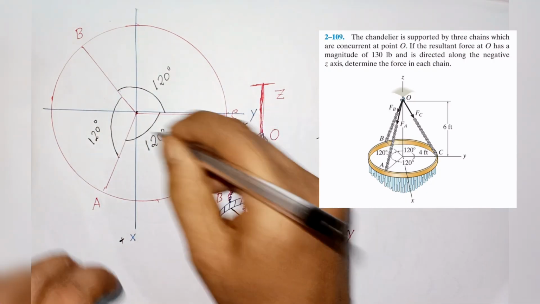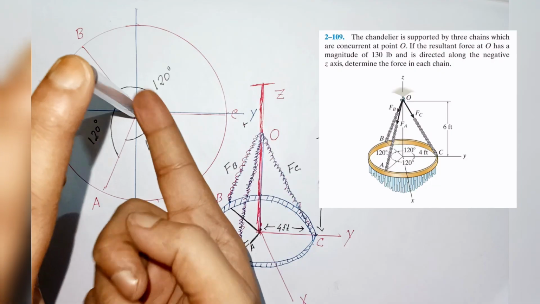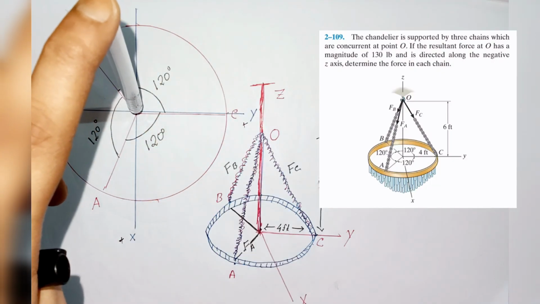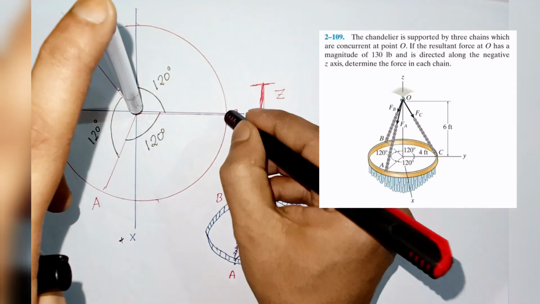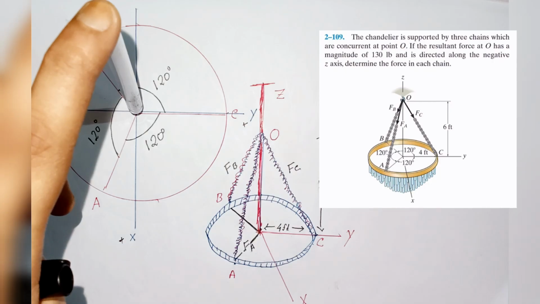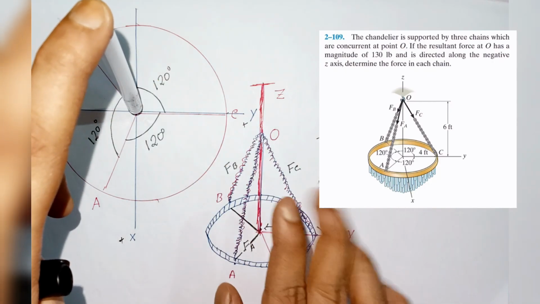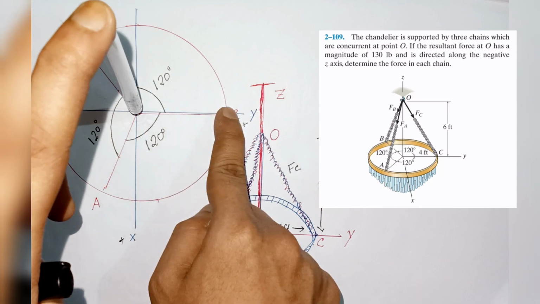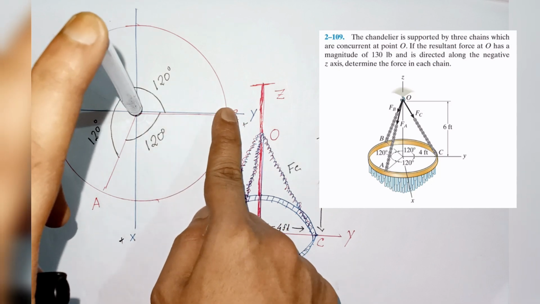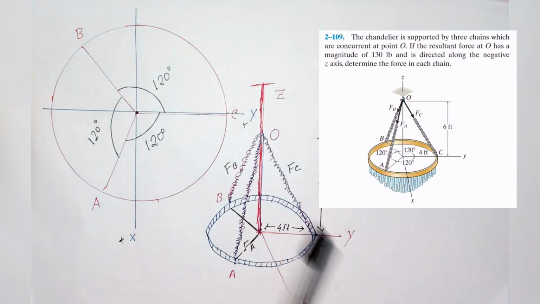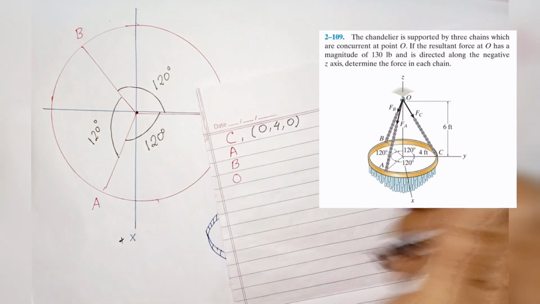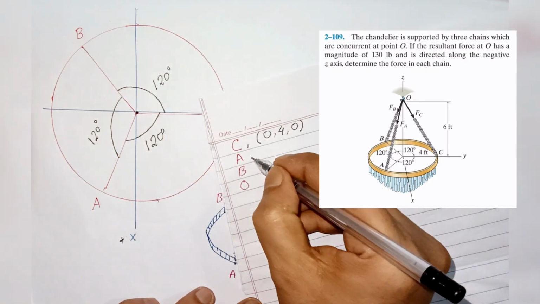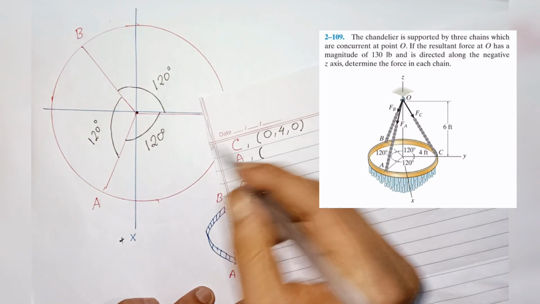C lies in the plane of the page, no height, because C just lies on the copy page. Then z equals 0. No displacement along the x-axis, so the x coordinate is 0, only the y coordinate. The radius is given as 4. That is the coordinate of C: 0, 4, 0.